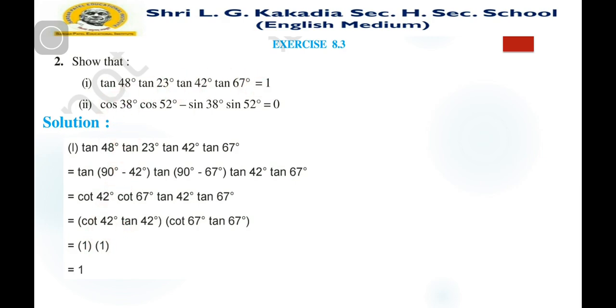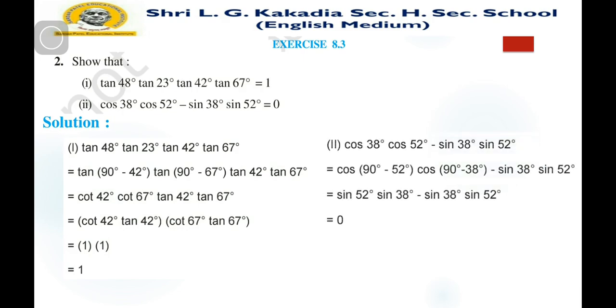Now the second one: cos 38 into cos 52 minus sin 38 into sin 52. So let us write one of them as its complementary.